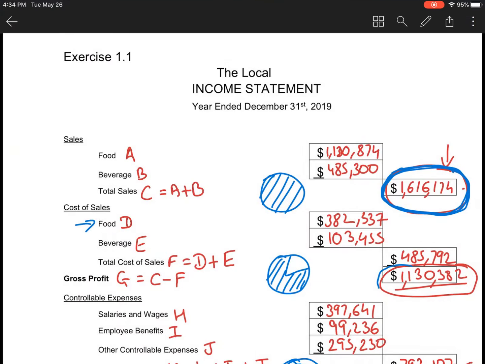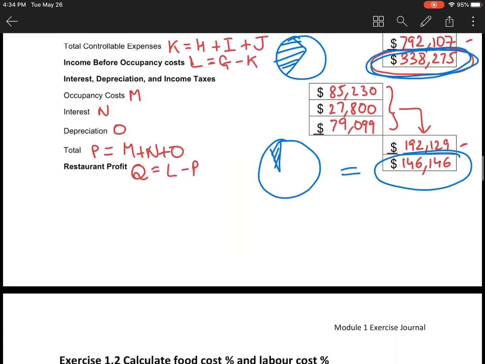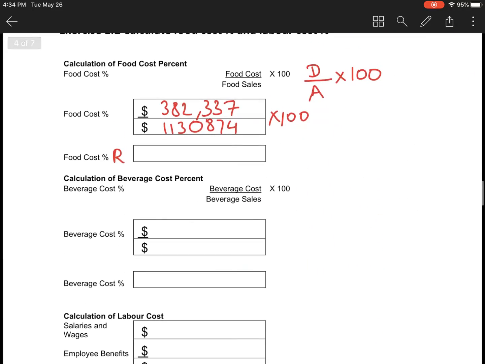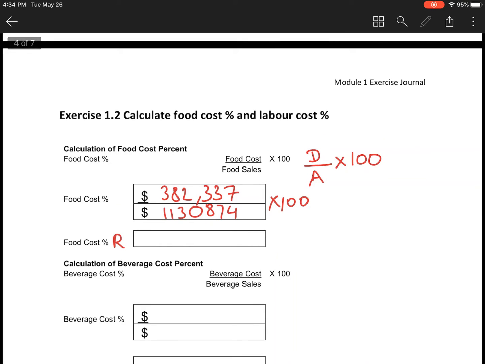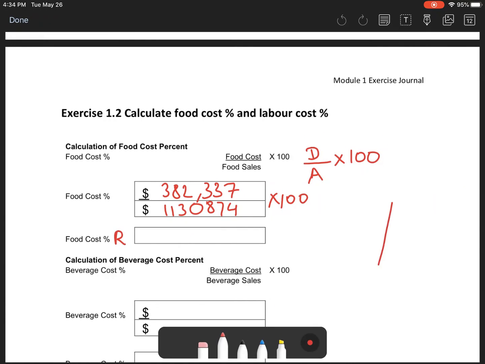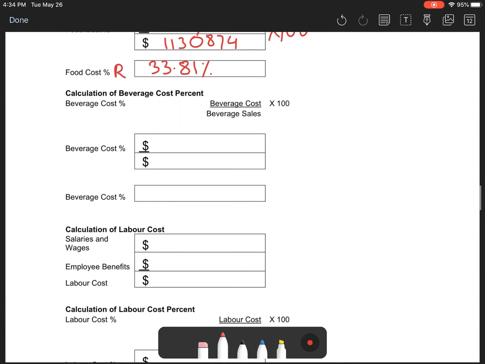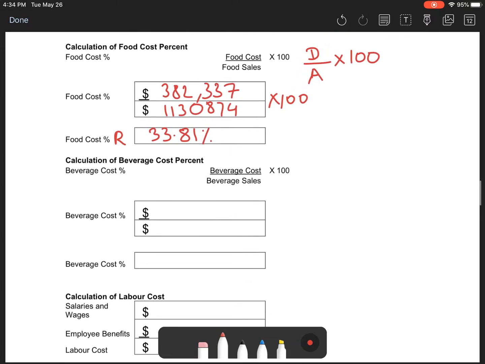And I'm just going to go back into my sheet over here. Okay, so we can populate that number here, which is 33.81%. Now we have our food cost percentage.